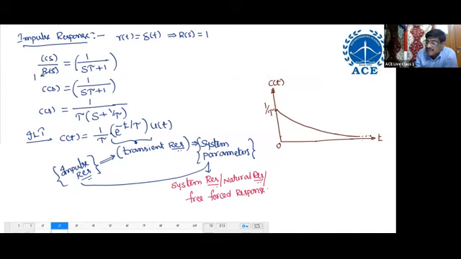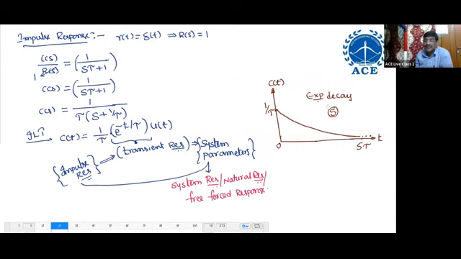It reaches the steady state by 5 tau. What is the nature of the system here? The system nature is exponential decay. What is the system? 100% it is a stable system.